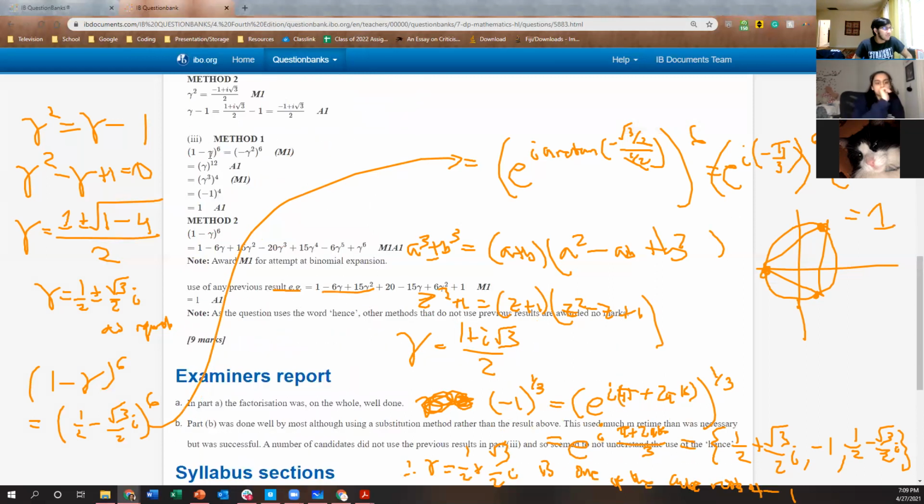Yeah, they did a bunch of other stuff. These are actually really elegant solutions, I think, what they did here. 1 minus gamma, and yeah, these are very elegant solutions. But I do think that what we did here would also work.